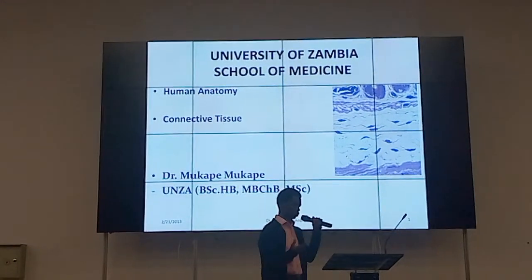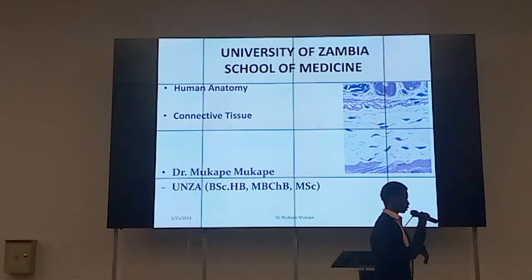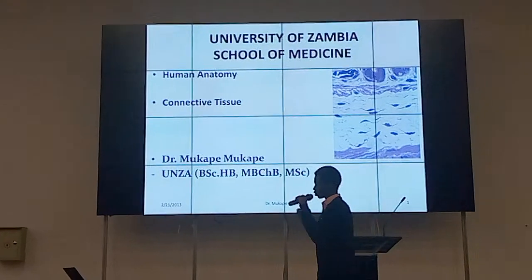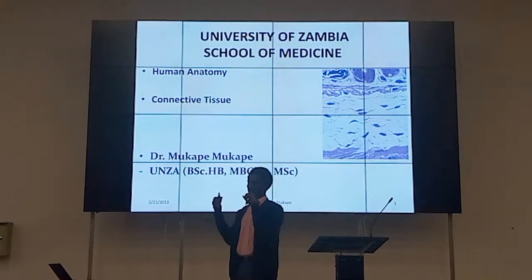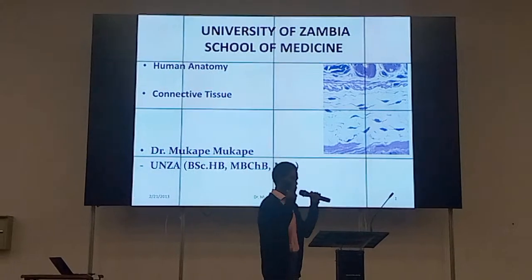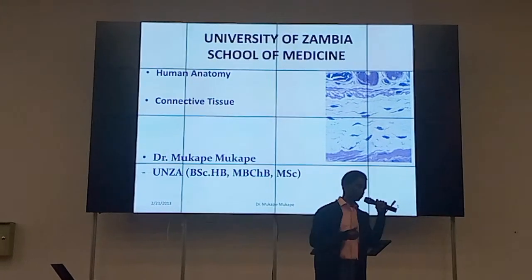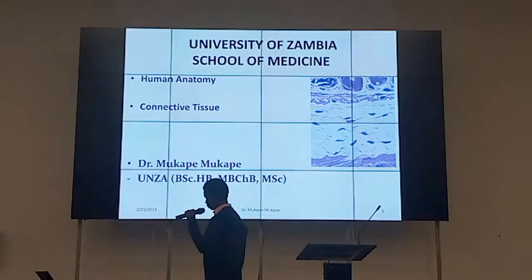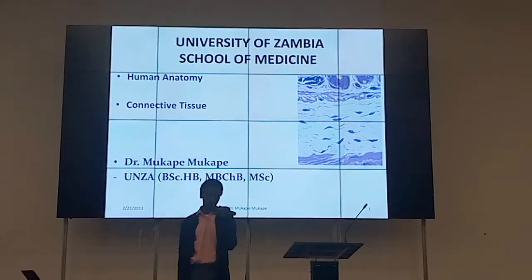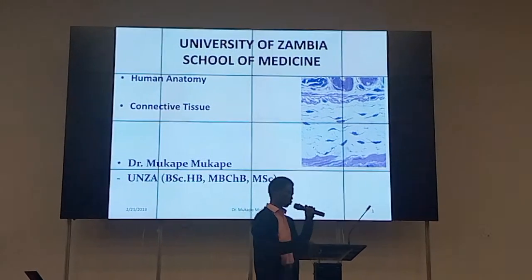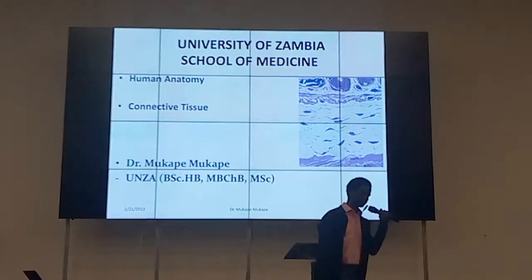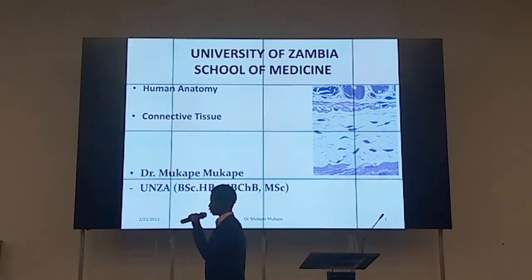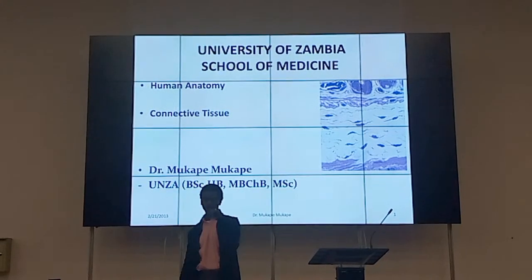So we need to be aware of organs where we can find reticular connective tissue. Lymph nodes, spleen, thymus, bone marrow, liver. So most of the organs of the reticuloendothelial system have this type of tissue.